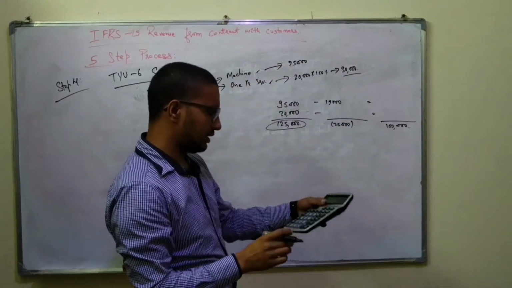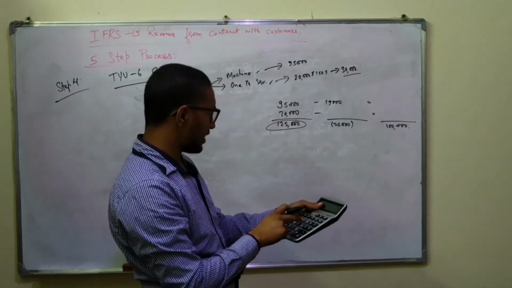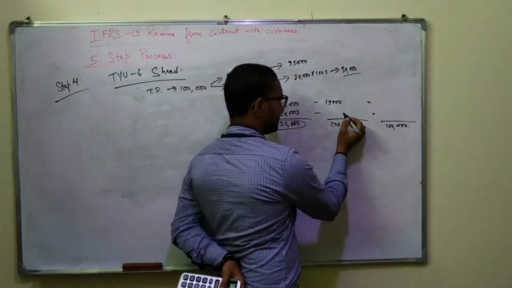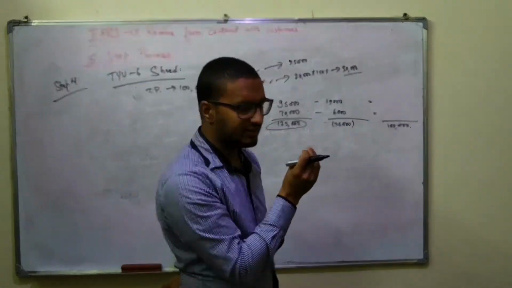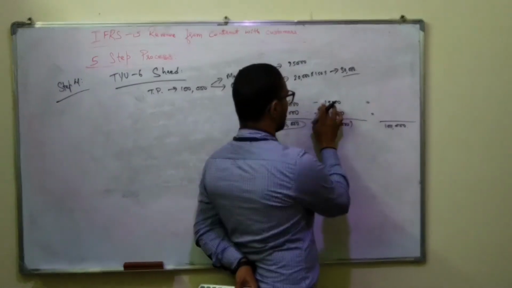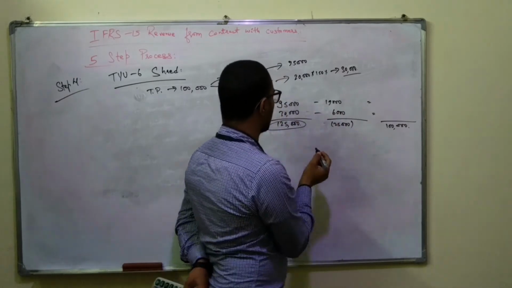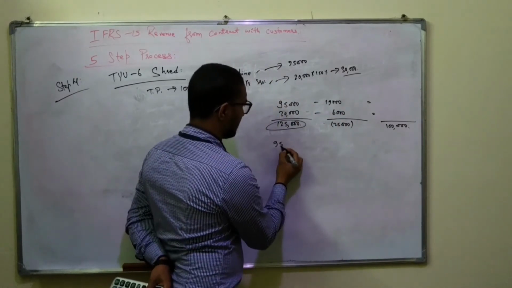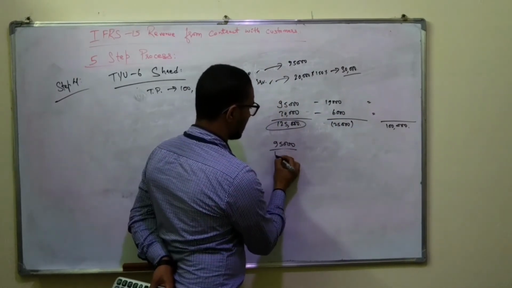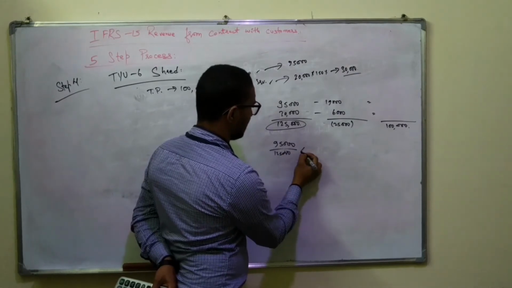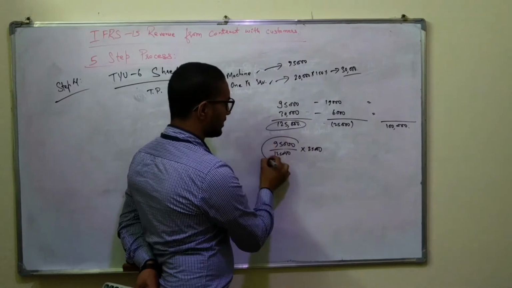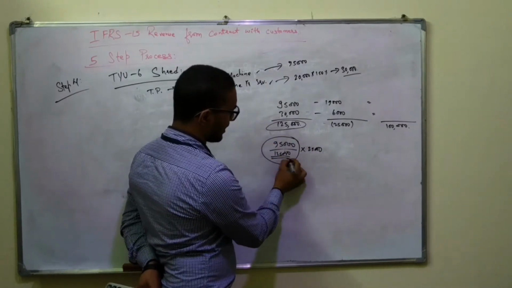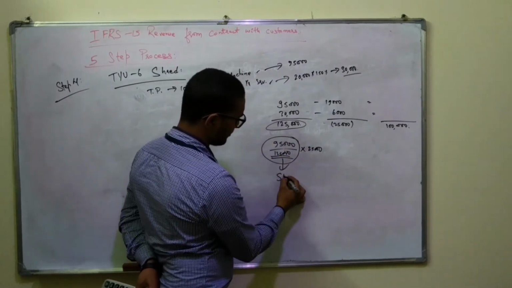And then what would be the rest? 25 minus that would be 6,000. So how did we get this figure? What we did was 95,000 divided by 125,000 times 25,000. So we allocated it based upon the standalone selling price.